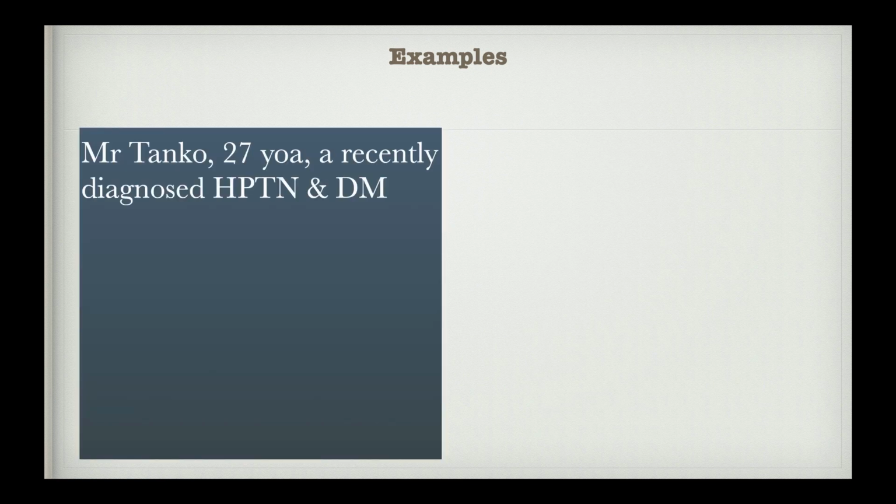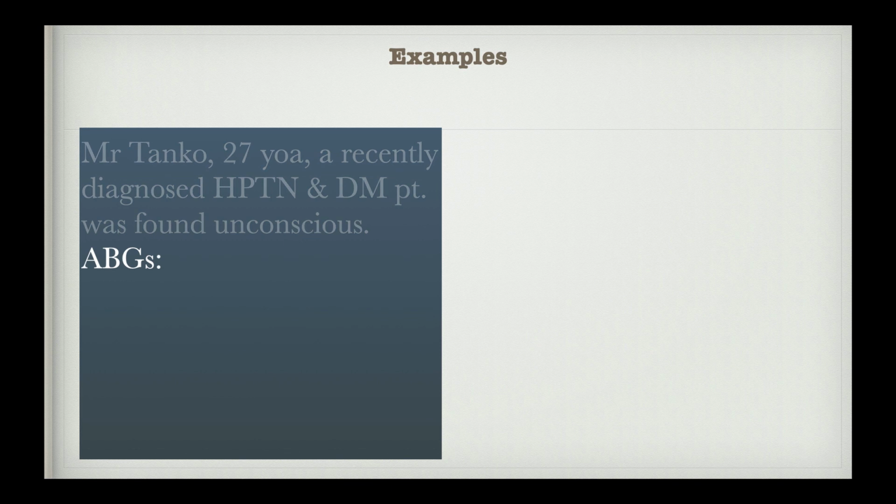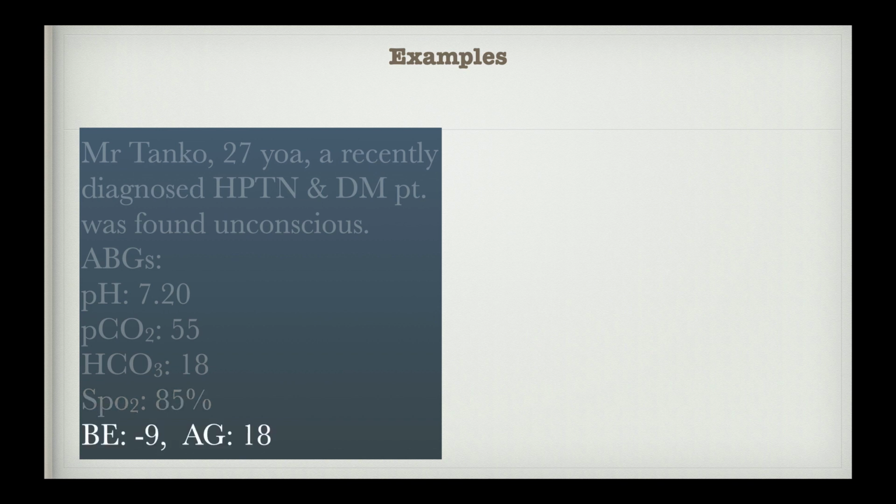Now let's look at some examples of the base excess and the anion gap. In this example, we have Mr. Tanko, who is 27 years old, a recently diagnosed hypertensive patient as well as having diabetes mellitus, and was found unconscious. We have the following arterial blood gas report: a pH of 7.20, carbon dioxide of 55, bicarbonate of 18, oxygen saturation of 85, base excess of -9, and anion gap of 18.